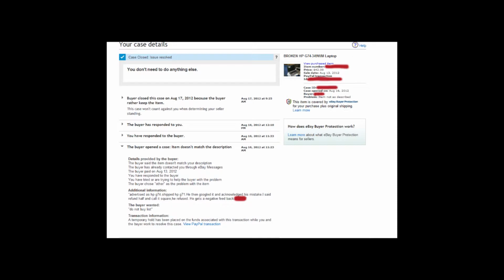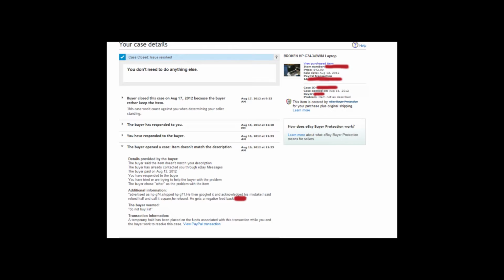The additional information that he provided was that the laptop was advertised as HP G74. He was shipped a G71. He says that he then Googled it and acknowledged his mistake. He requested half a refund, and then he would call it even. And the seller refused. He has left negative feedback for the seller. The buyer is requesting do not buy list. Not 100% sure what he means by that, but I'm sure we'll find out.